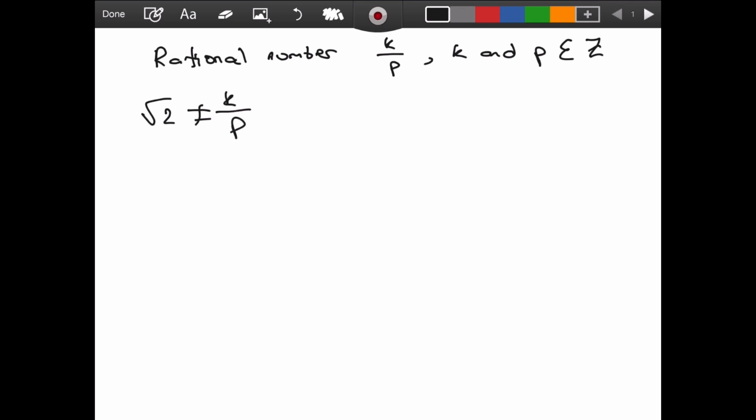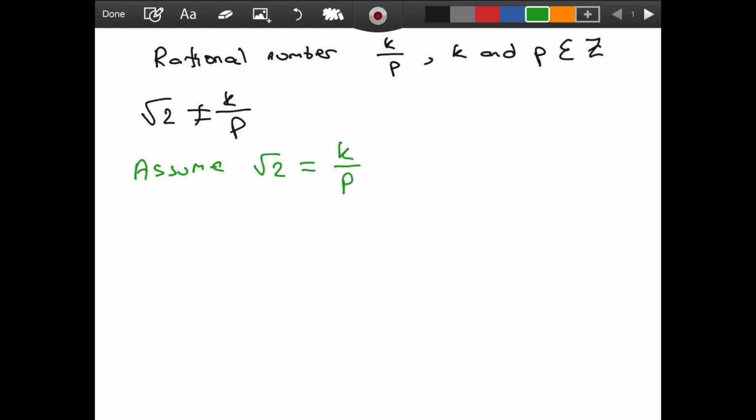But how can I do this? There might be other ways of doing this, but the way that I want to do it, which I believe is very elegant, is using a method called proof by contradiction. In proof by contradiction, we assume the statement that we want to prove or disprove. For example, I want to prove that this is correct, so I assume the opposite of this. I assume, and let me erase this arrow, I assume square root of 2 can be represented as the quotient of two integers. So it is equal to k over p.